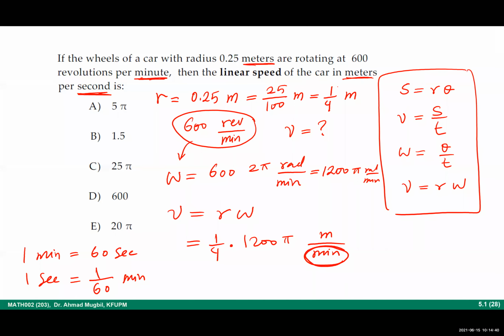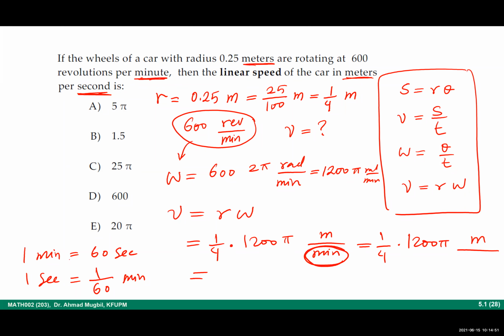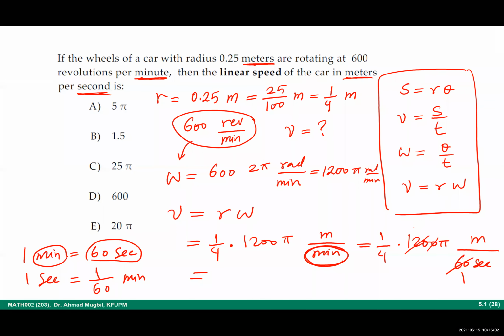Now, Shabab, you need just to convert this. So it will be what? 1 over 4 times 1200 pi, don't forget pi, meter per 1 minute. I will just remove minute and write instead of it 60 seconds. Now this will be, of course, 60 over itself is 1. This will be gone, and this will be over 6. It will be 20. 20 over 4, it will be 5. So we have 5 pi meter per second. So the right answer is A.